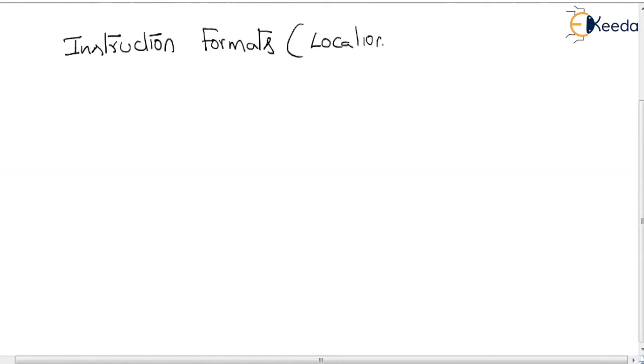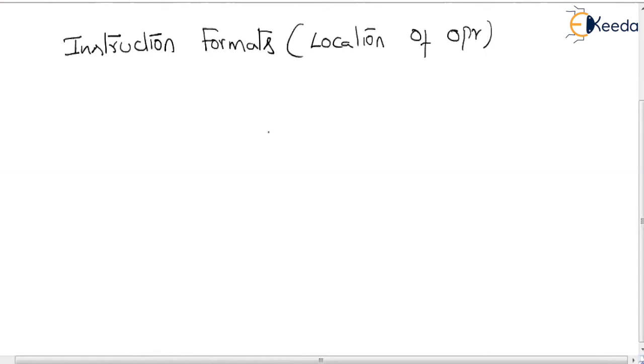Now, if you want to design these machine language instructions, first of all, understand about instruction formats with respect to location of the operand. What are the instruction formats with respect to location of the operand? If we can design this, our machine language instructions are designed simply. For that, we need to understand what are the instruction formats with respect to location of the operand.